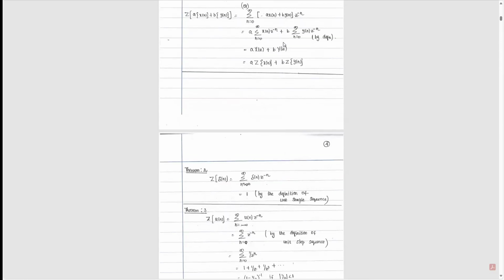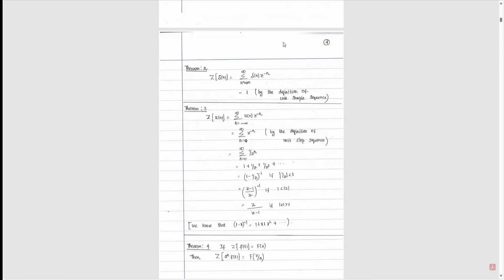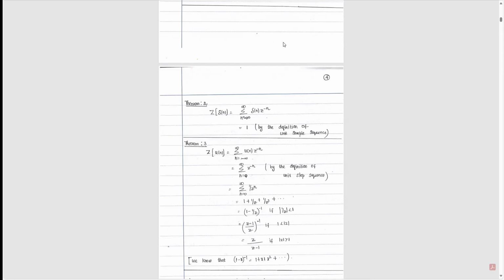Similarly, we are doing it with sequences. Instead of f(t) and g(t), we have x(n) and y(n). And if we are finding it for s(n), the unit sample sequence, then see.